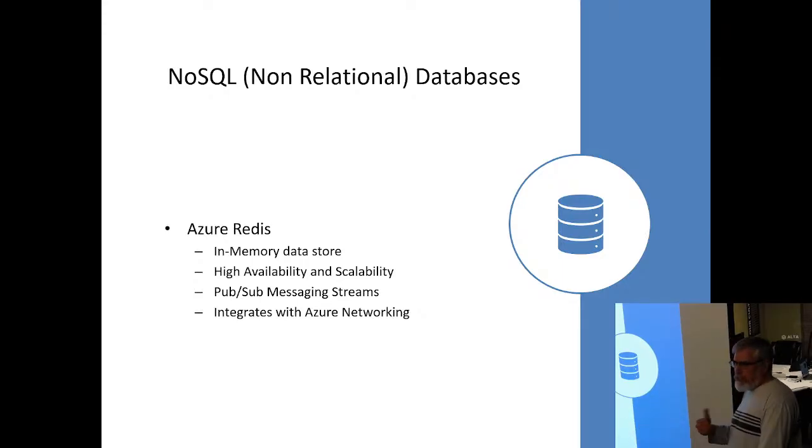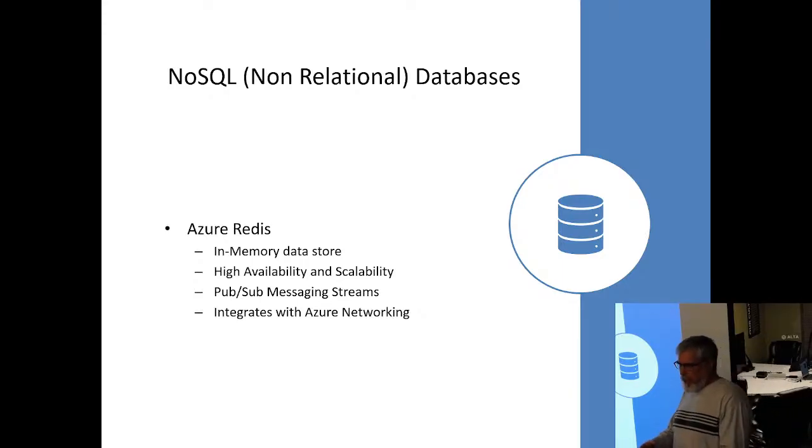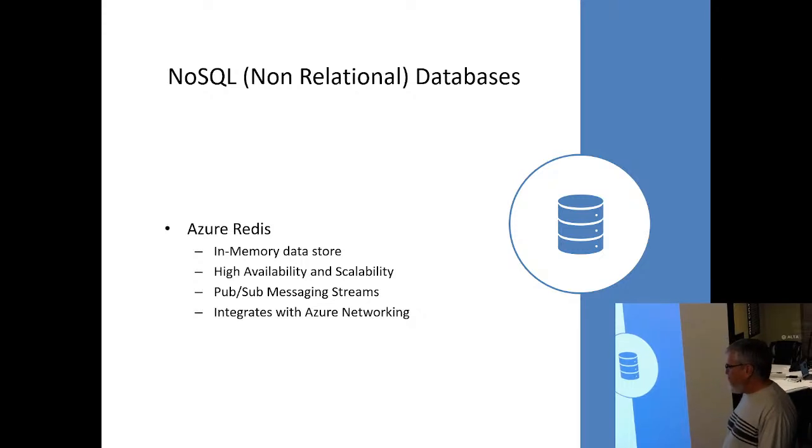If you want to use it for that, you can. There are a lot of other ways to do messaging streams in Azure than Redis, but if you want to do that, you can. Redis also integrates with your Azure networking. Some resources in Azure don't let you add them into a VNet, but Azure Redis will allow you to do that, which gives it the ability to do firewalls and all kinds of stuff like that. So yeah, if you're familiar with Redis, Azure Redis is a great way to use that.